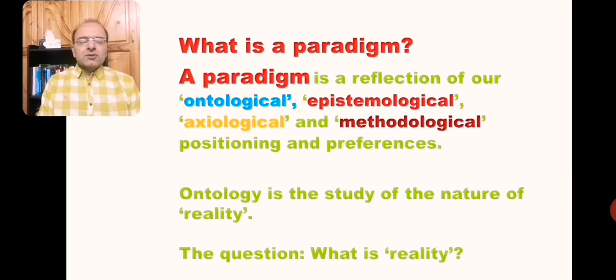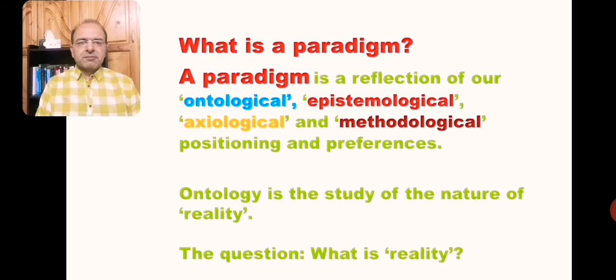So, then what is the paradigm? The presentation so far tells us that a paradigm is a reflection of our ontological, epistemological, axiological, and methodological positioning and preferences. Ontology, these are quite philosophical and maybe difficult terms, so a brief explanation of these. Ontology is the study of the nature of reality.